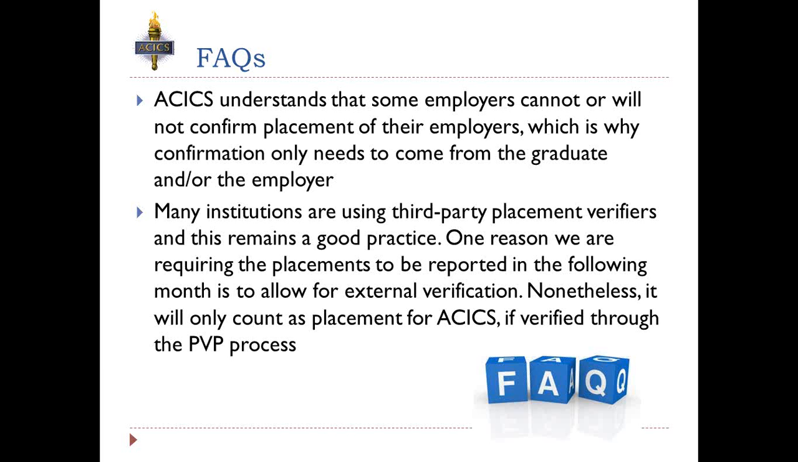However, the only way for the 2017 Campus Accountability Report, so moving forward from the July 1st date for when submission is due in November 1st, 2017, will it be able to count as a placement is if it is verified through this PVP process, through the process that we've explained previously. So even if a third-party verifier does provide confirmation, we are still looking that it gets verified through ACICS's process to ensure that we have information that all placements have been verified through our process.